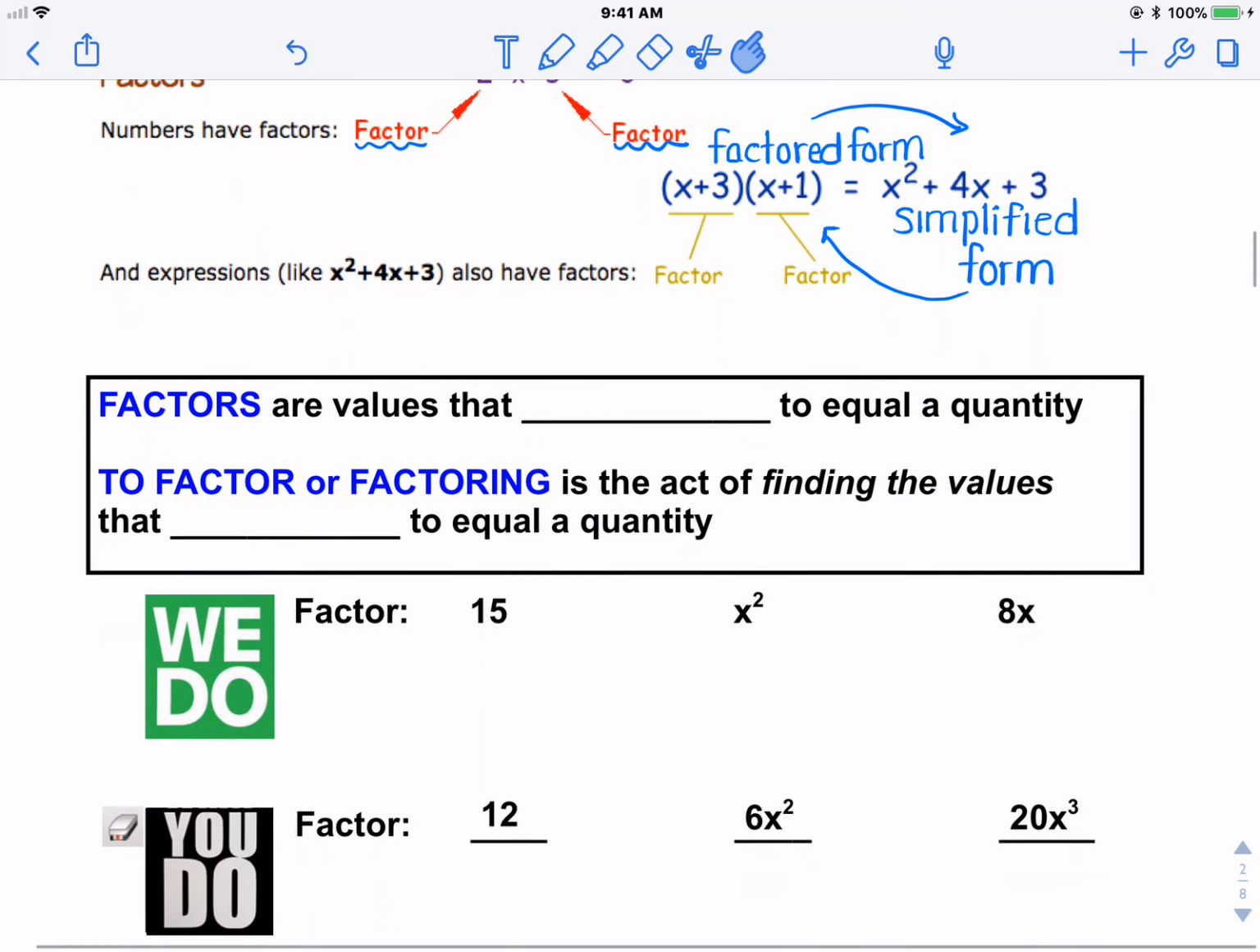So in the box, we want to put the big picture ideas. Factors are values that are multiplied. So anytime you see factors, they are the items that are being multiplied to get a result. So that's one big term to know and definitely put on our note card.